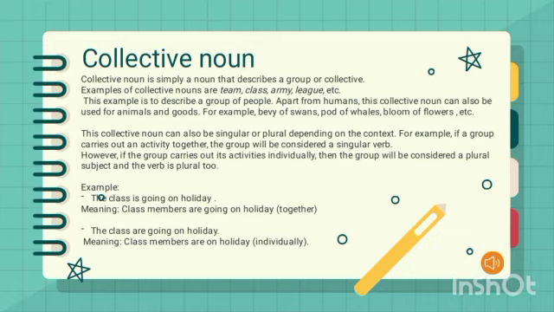A collective noun can be singular or plural depending on the context. For example, if a group carries out an activity together, the group will be considered singular. However, if the group carries out its activity individually, then the group will be considered a plural subject and the verb is plural too. Example, number 1, the class is going on holiday. Class members are going on holiday.